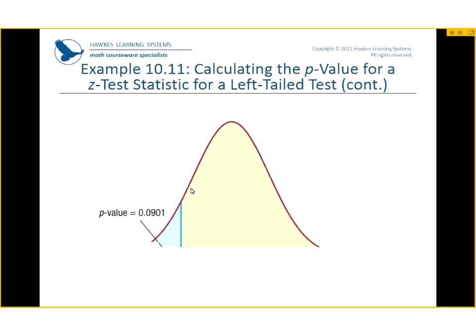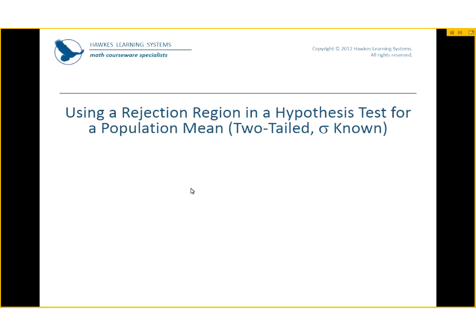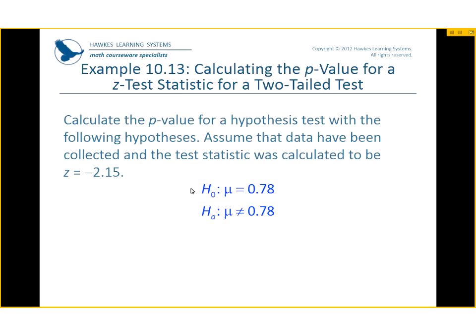All right, well how about for two-tailed? Very similar. The big thing when we're looking at these two hypotheses is that the alternative is the mean does not equal 0.78. These to me are the easiest because you know it's a two-tailed test. If it doesn't equal, it means it's two-tailed. So this one says our z is negative 2.15.